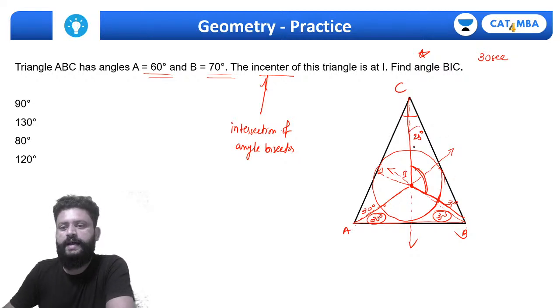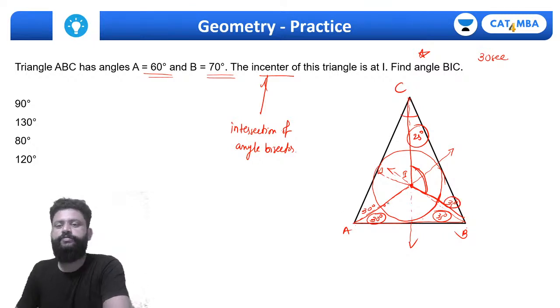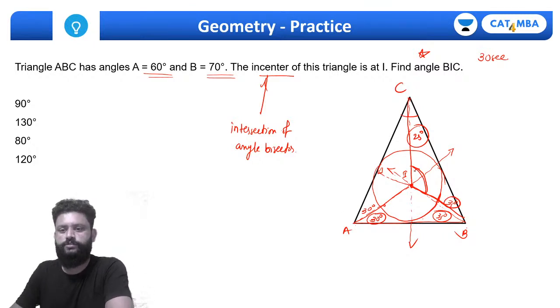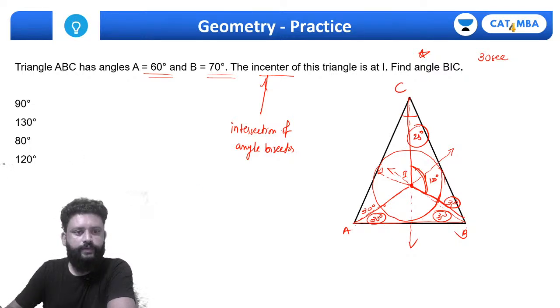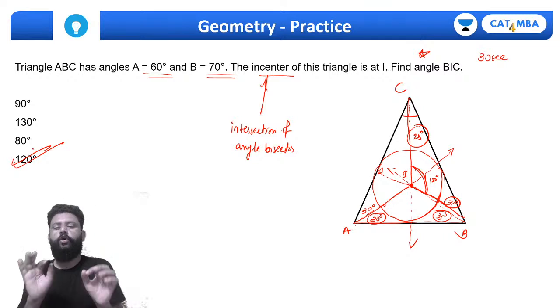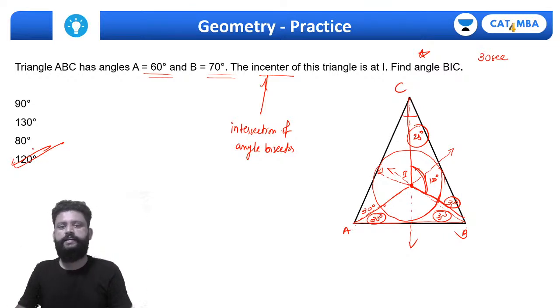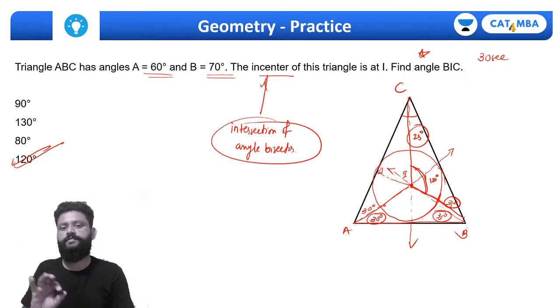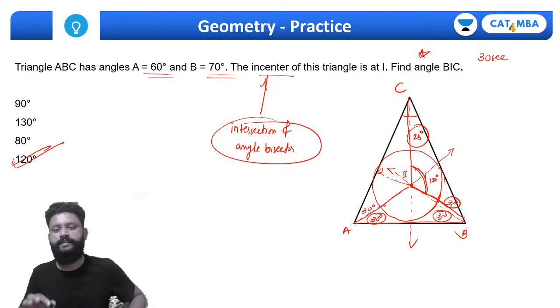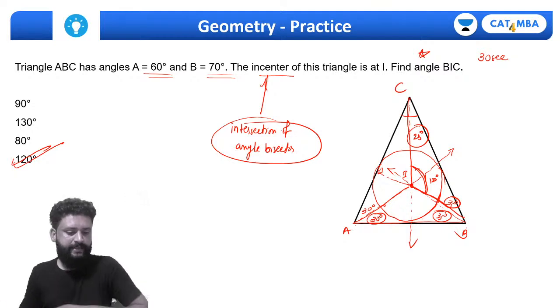Right, Shivam? What will be the answer? 25 and 35, now that was 60, so this has to be 120 degrees. That's the last answer option. The only thing you need here is the incenter, which is the intersection of the angle bisectors.